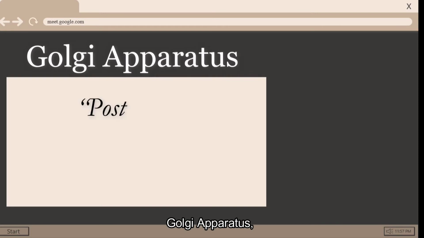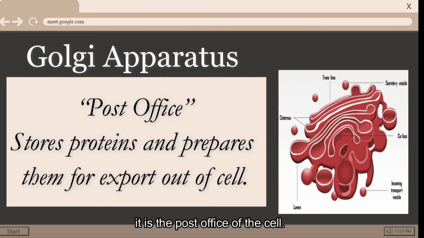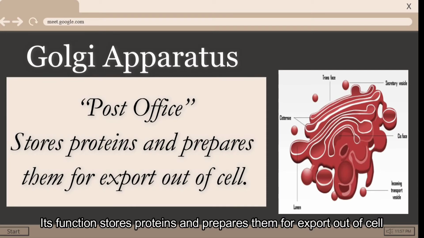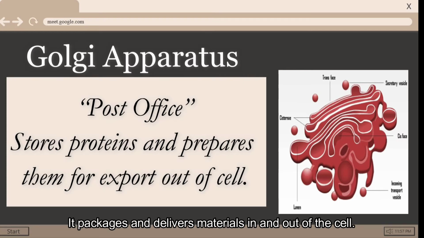Golgi apparatus. It is the post office of the cell. It is located in multiple places throughout the cell. Its function is to store proteins and prepare them for export out of the cell. It packages and delivers materials in and out of the cell.